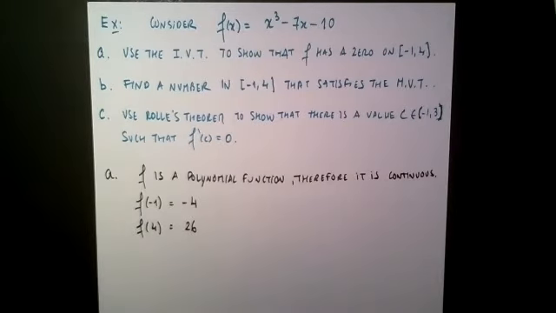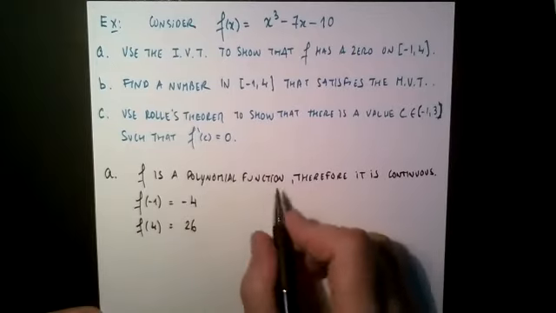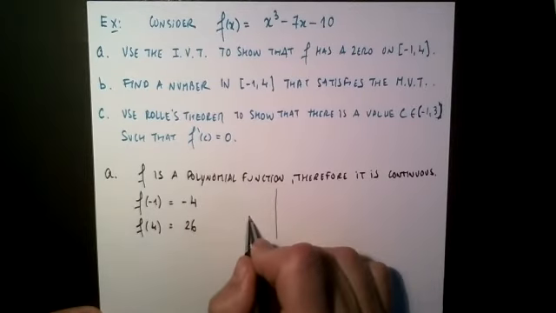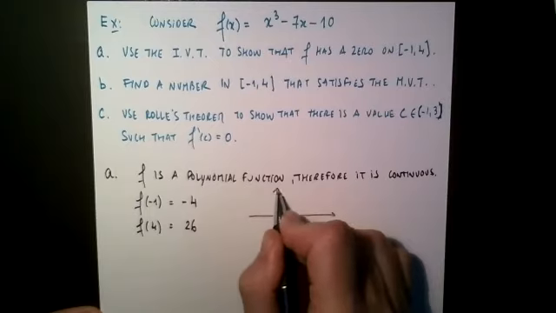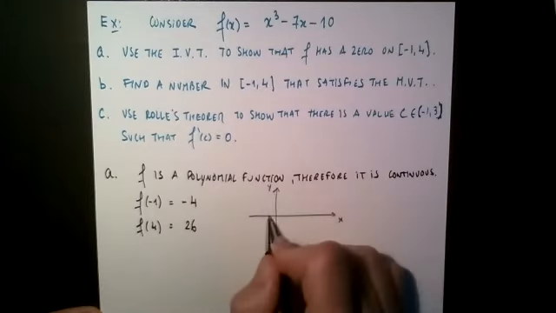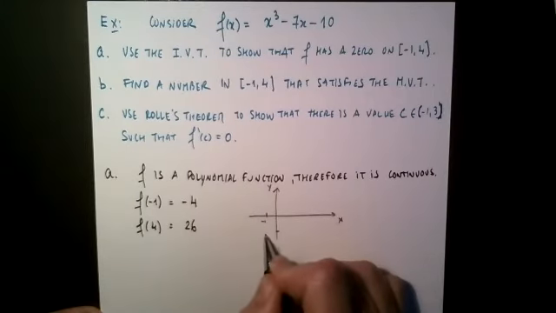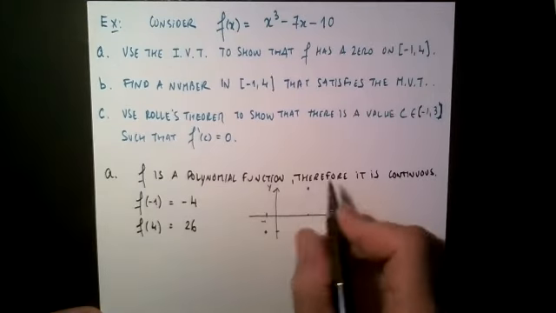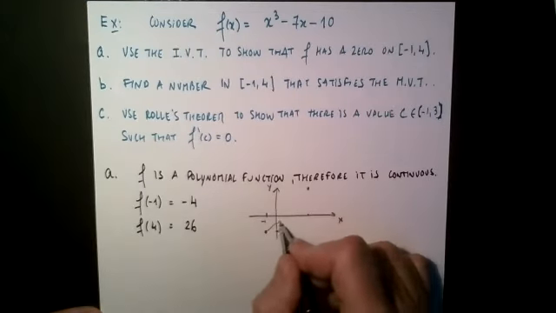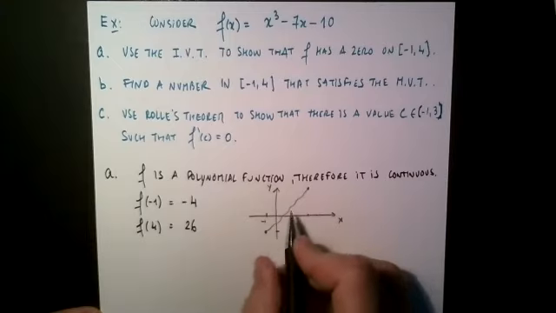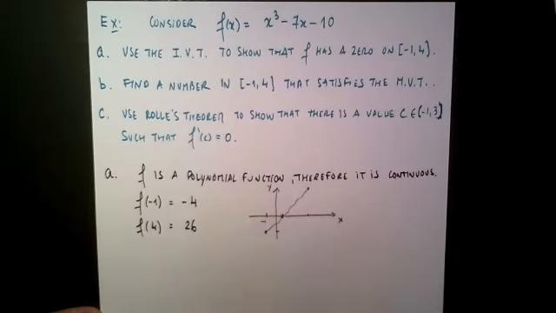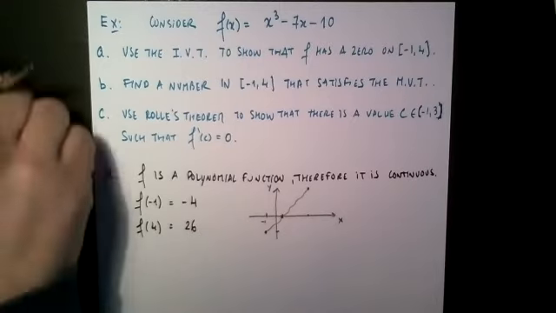Okay, so basically what we have here is a function like this. At -1, it's -4, and at 4, it's 26. And the function is continuous. So by the intermediate value theorem, there for sure is going to be a place where it's going to cross the x-axis. Okay, so we're going to write it formally.